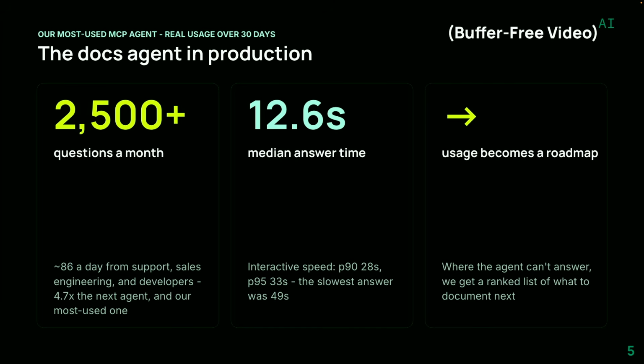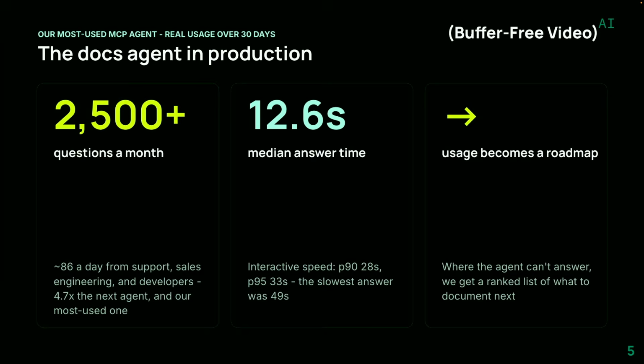Fast enough that people stay in the flow instead of filing a ticket, right? That's one of the goals. And when it can't answer, that isn't a failure. It hands us a ranked list of what to document next. The way people use it becomes our roadmap, which really speeds up innovation.